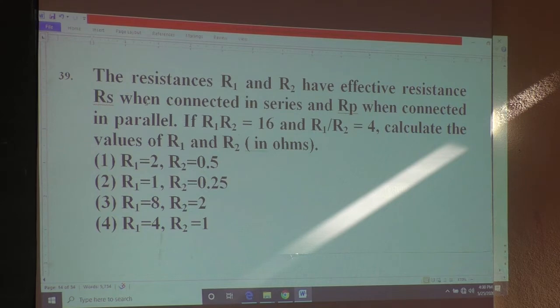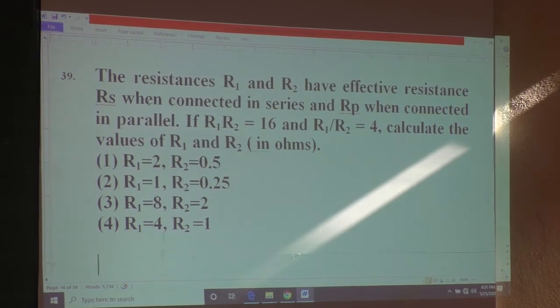Calculate the values of R1 and R2. Product is 16 and ratio is 4. Oh, you have two answers, right? You have many answers here. Okay, we will work it out.